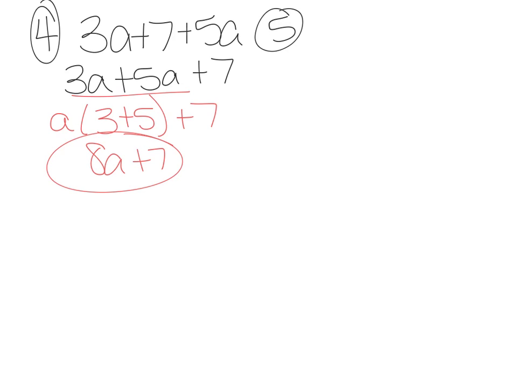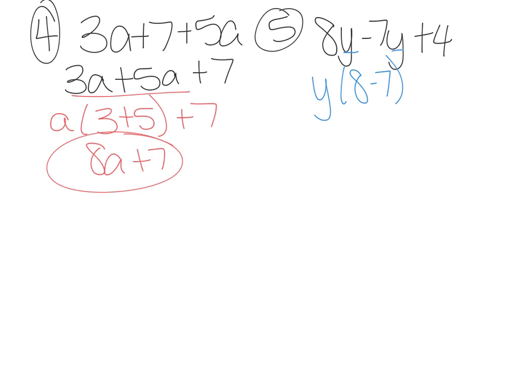Let's do one more like that, and then we won't have to show those steps anymore. Let's try 8y minus 7y plus 4. Okay, notice my y's are already next to each other, so we're going to use the reverse distributive property. Notice these both have a y in common. So if I were to distribute a y to an 8 minus 7, I would get that expression above, okay?